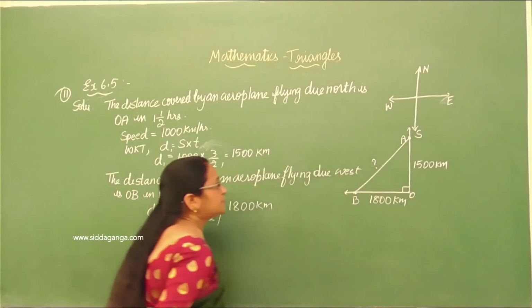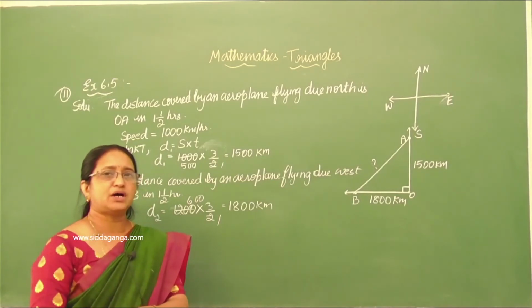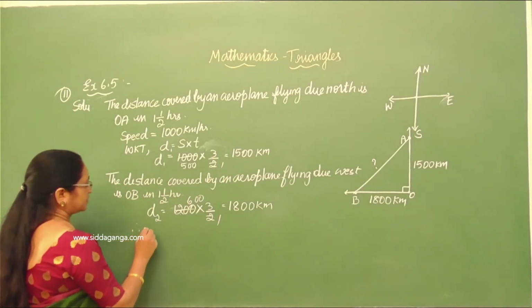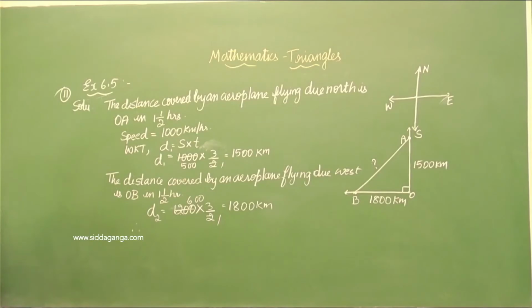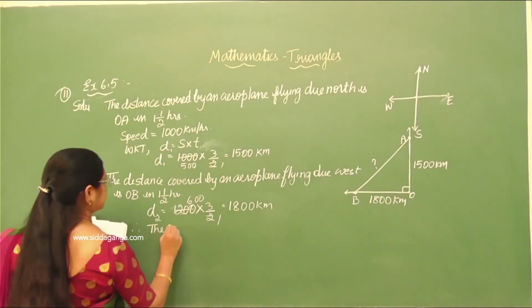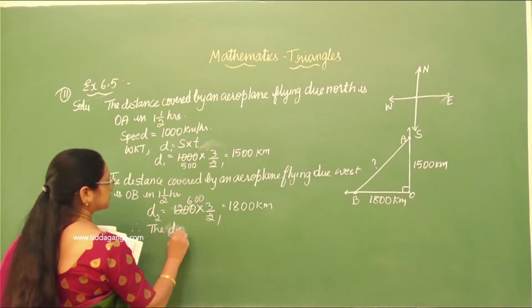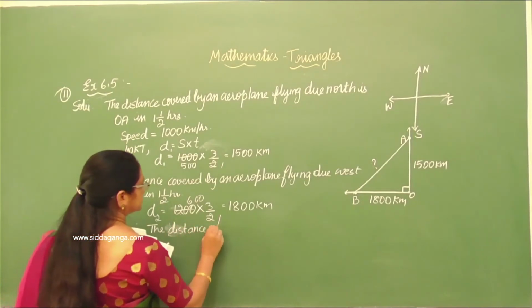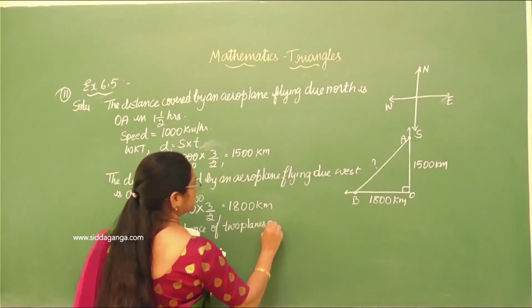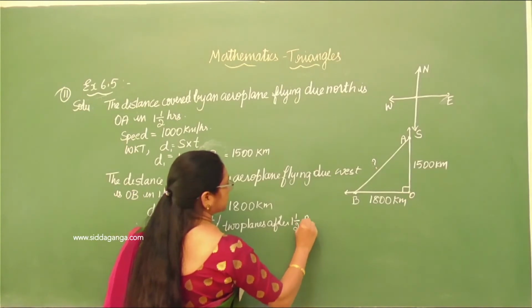Now I think you can find out AB. AB is nothing but the distance, I mean how far apart the two aeroplanes are. Therefore, we can write the statement over here. The distance between the two planes after 1.5 hours is given by AB.